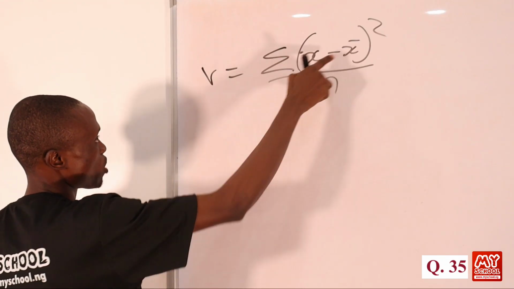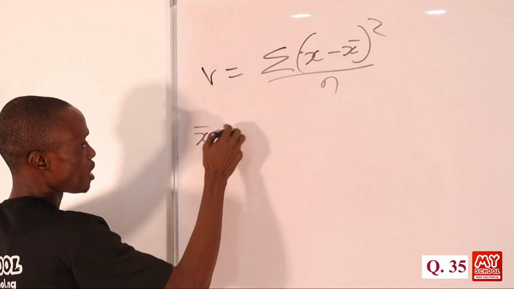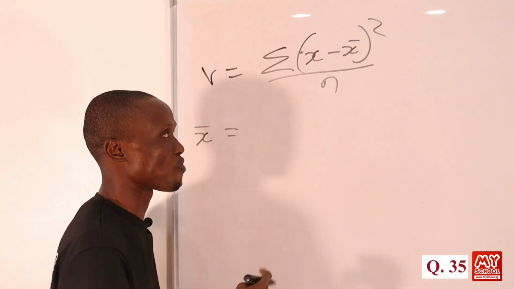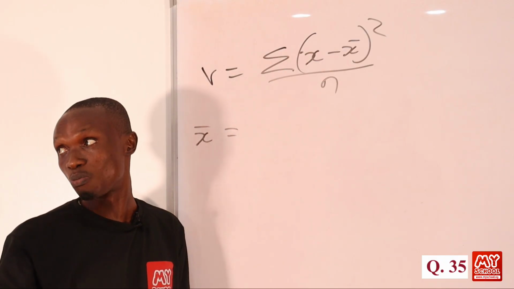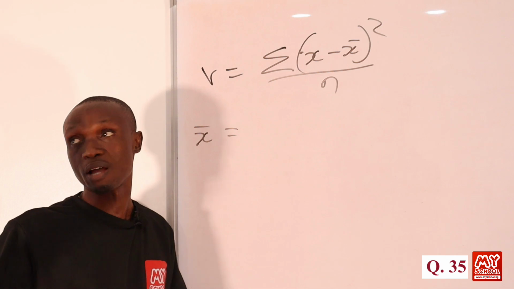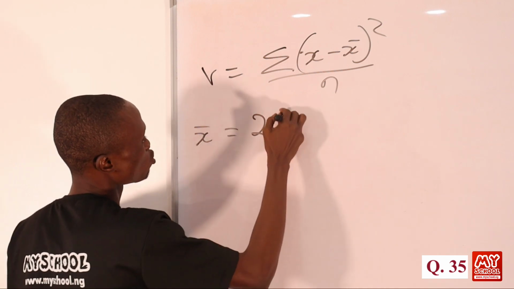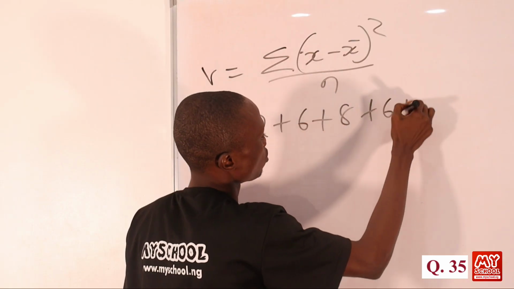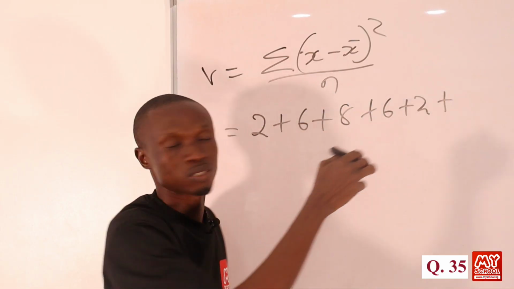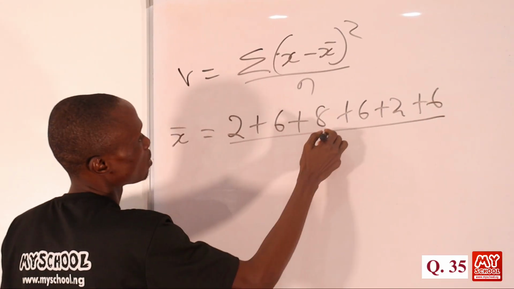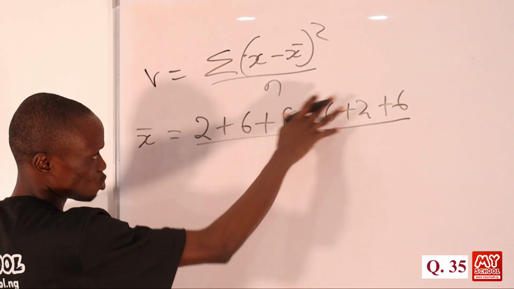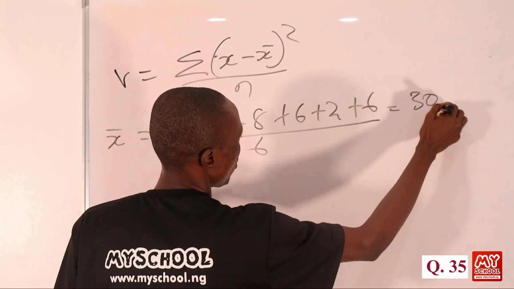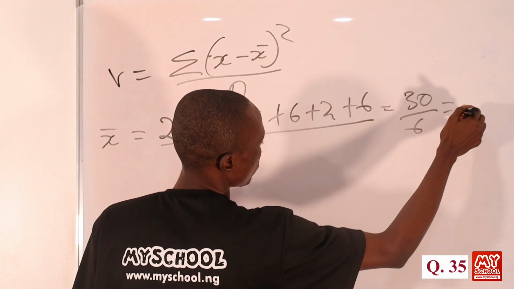But first things first, we need to get the x bar, which is the mean. So for the values, we just add them together and divide by the number. I think there are about 1, 2, 3, 4, 5, 6 numbers there. So here we have 2 plus 6 plus 8 plus 6 plus 2 plus 6, all divided by 6. If we add this together, we'll be having 30 over 6, and that will give us 5.